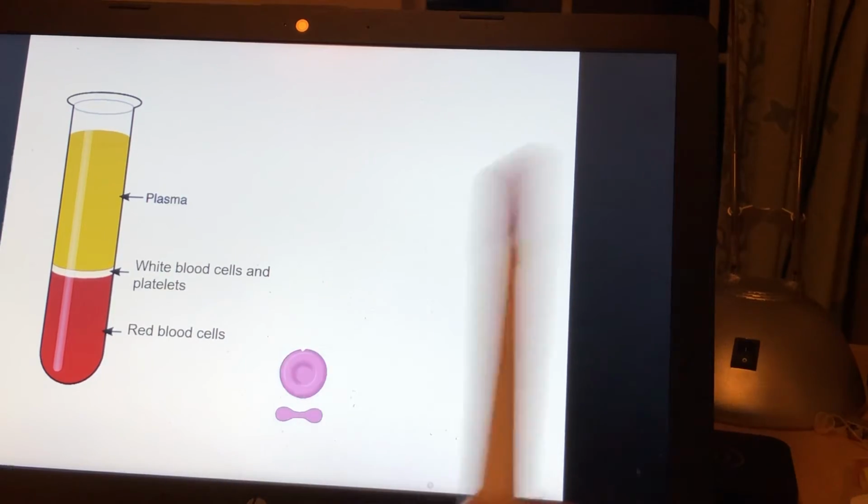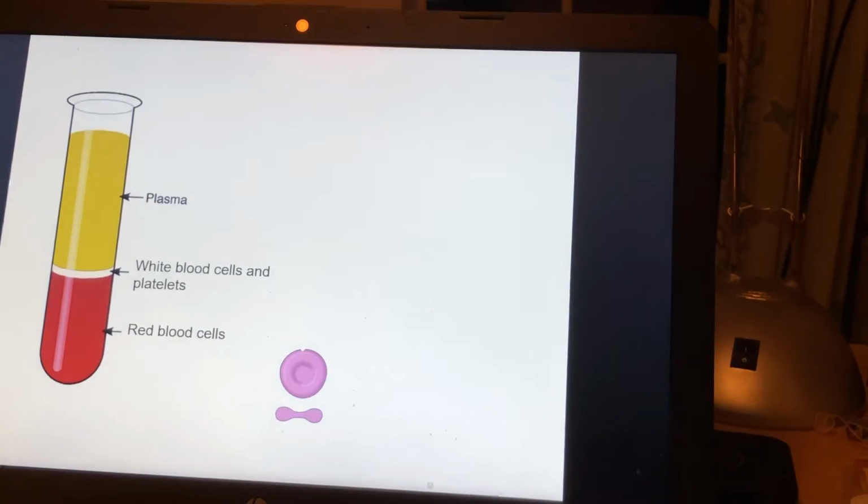If we look at the red blood cells, you should remember that they've got this special shape, which is pushed in on both sides. So it's concave on both sides, and so we call it a biconcave disc shape. The diagram underneath is just a cross section of what it looks like.